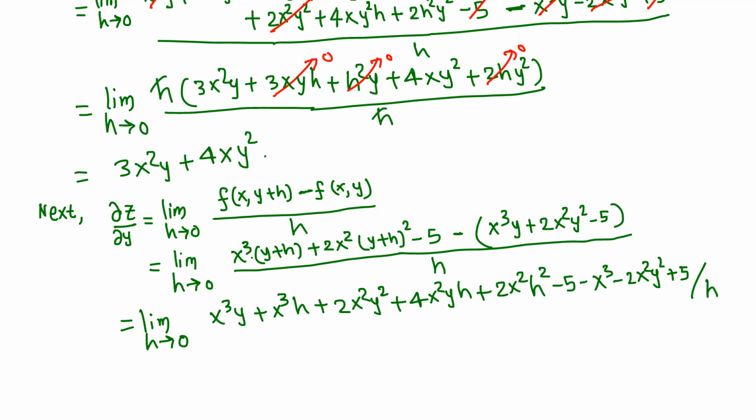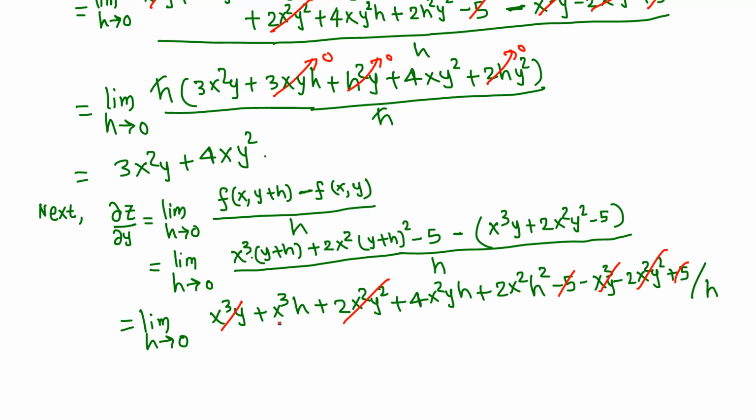And as previously, there should be some cancellations. 2x squared y squared, 5. Okay, now we should be able to factor h out from here. Then, yeah, I forgot to write, here is negative x cubed y, this is x cubed y, by the way, and that makes our life easier. Negative and positive cancel.